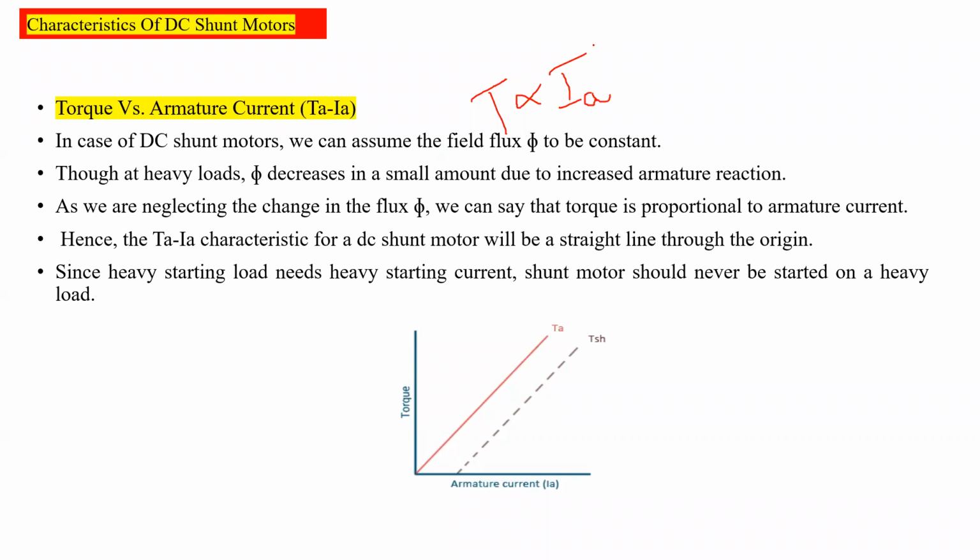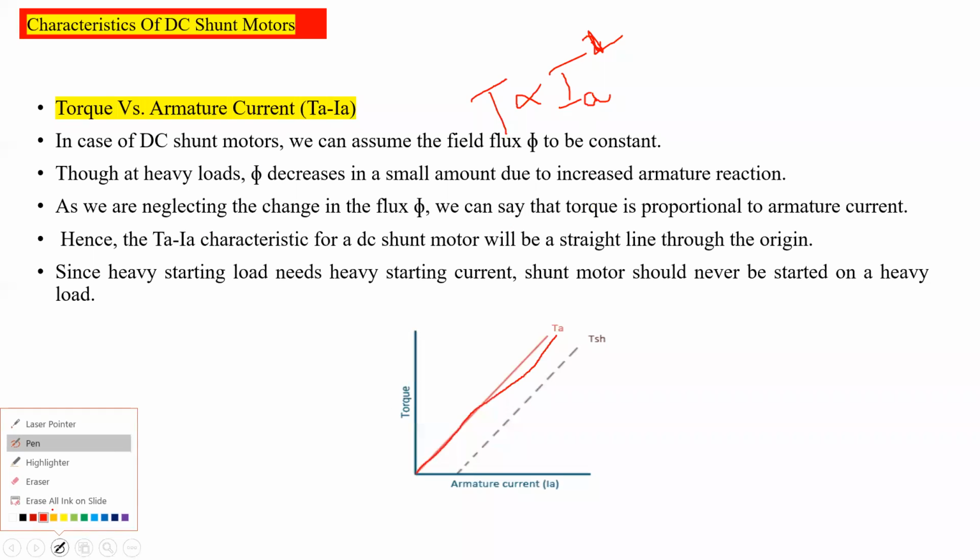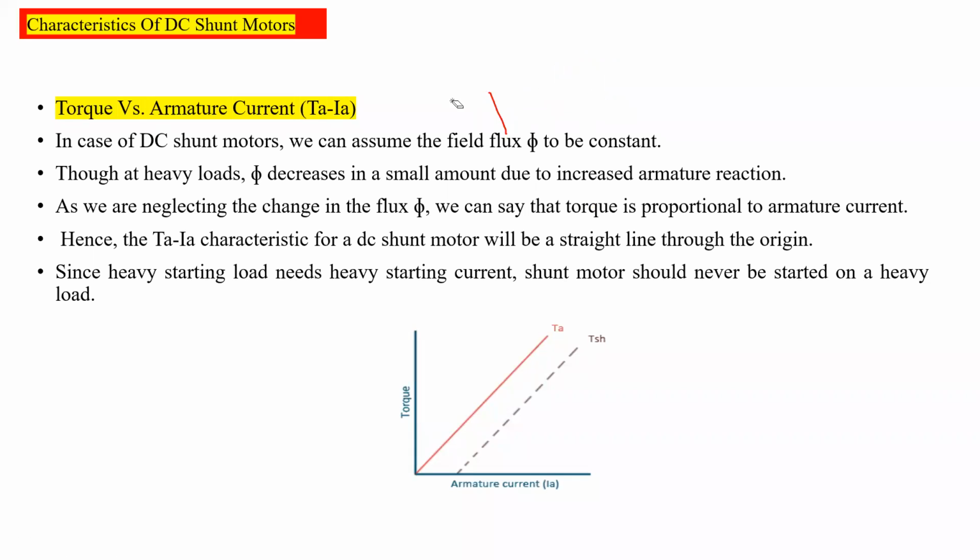But in the case of the DC series motor, it is Ia squared. But in the shunt motor, what is it? Only the torque is proportional to the armature current. So if the armature current increases, the torque also increases. Okay, that's why this is a straight line like this. If the armature current increases, the torque also increases. Clear? This is the torque versus armature current characteristic of the DC shunt motor.